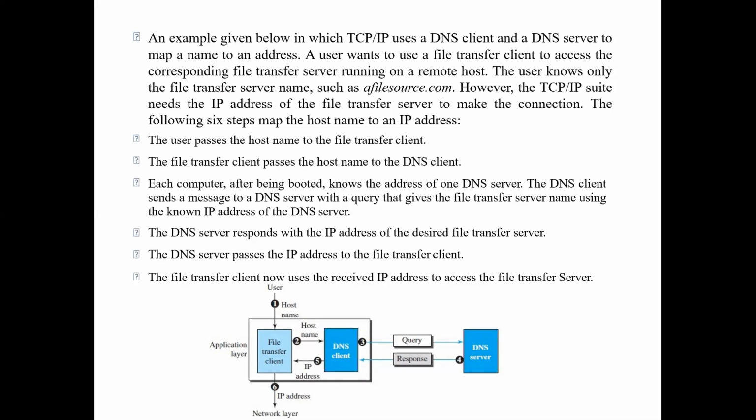The DNS server responds with the IP address of the desired file transfer server. The DNS server passes the IP address to the file transfer client. The file transfer client now uses the received IP address to access the file transfer server, right? Basically, DNS maps the names to the IP address.